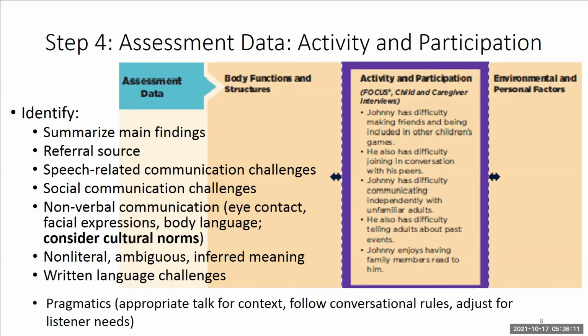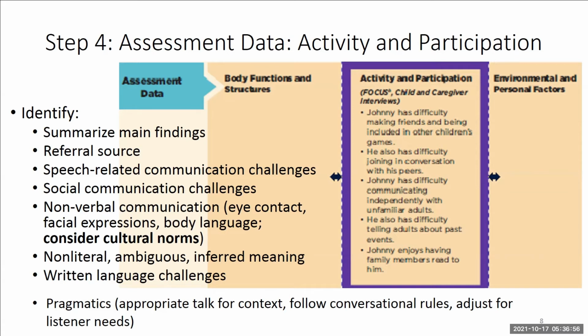So this section summarized the main findings related to social skills and gave the referral sources. There's information about speech-related communication challenges, social communication challenges, nonverbal communication, such as eye contact, facial expressions, body language. Be careful and consider cultural norms because there are differences in how eye contact and body language are used among different cultures. Non-literal, ambiguous, inferred meaning, and written language challenges, as well as pragmatics, appropriate talk for the context, following conversational rules, adjusting for listener needs.